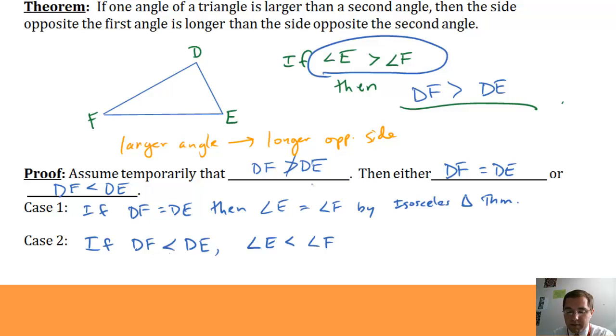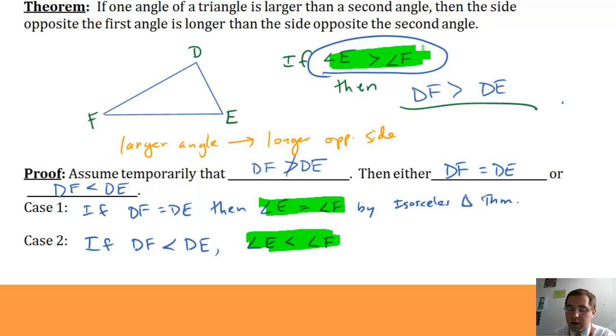But that's a problem. So we've reached two contradictions with our given statement that angle E is greater than angle F. In one case, we got that angle E would have to be equal to angle F, which can't be the case if angle E is greater than angle F. In the other case, we got that angle E is less than angle F, which is impossible if angle E is greater than angle F.